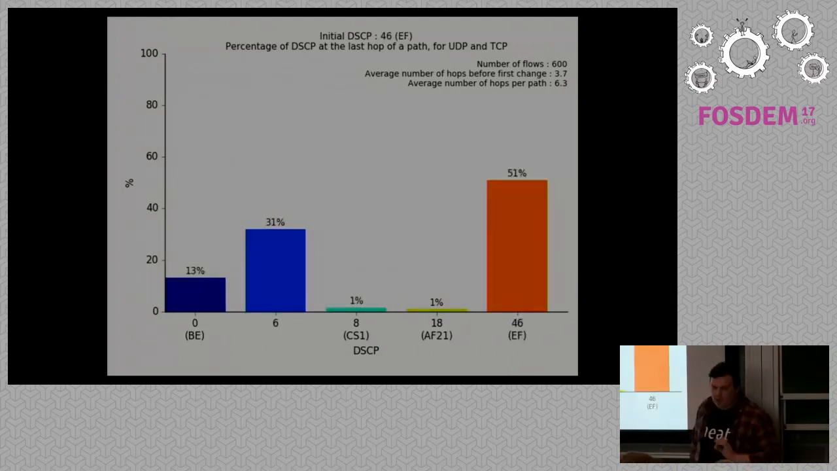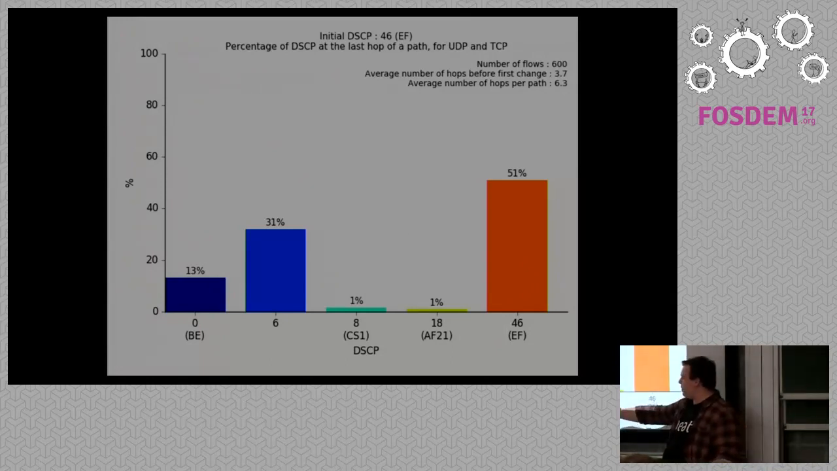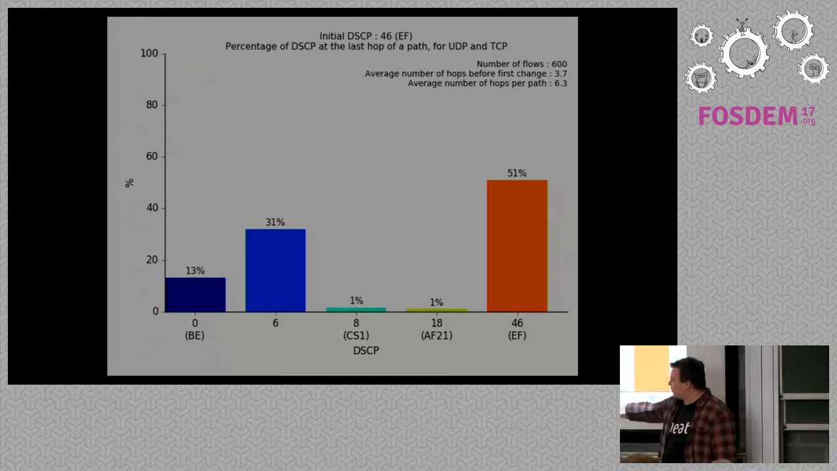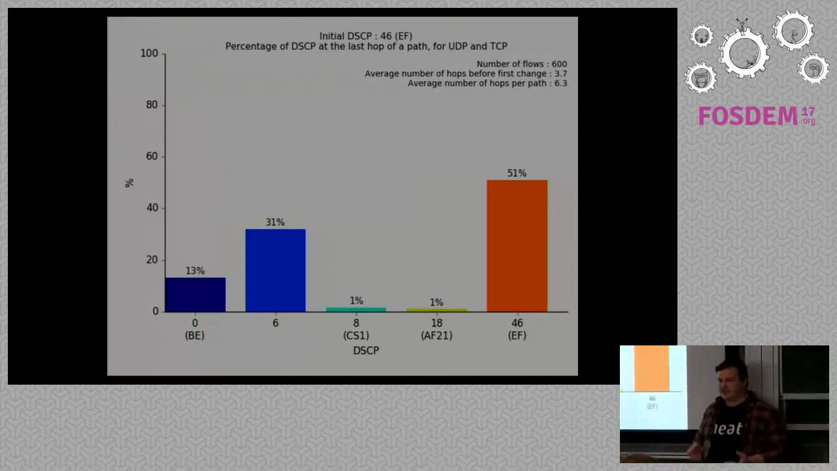Okay, the interesting one. All of the rest of the known code points look like this. So we see about 50% work, about 13% get marked to BE, and then we see some other bits. This is actual remarking. The other two are bleaching of bits based on the old IP TOS field.